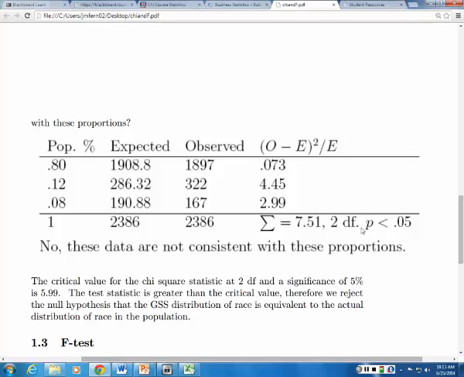We want to see if that's true relative to a p-value of 5%, or an alpha of 5%, and we can say no, these data are not consistent with the proportions. If they were, we'd be able to fail to reject. They should be very close to one another. Clearly, we're way off. So what this would say is that the General Social Survey would be a bad measure if we wanted to represent this particular population. Okay.